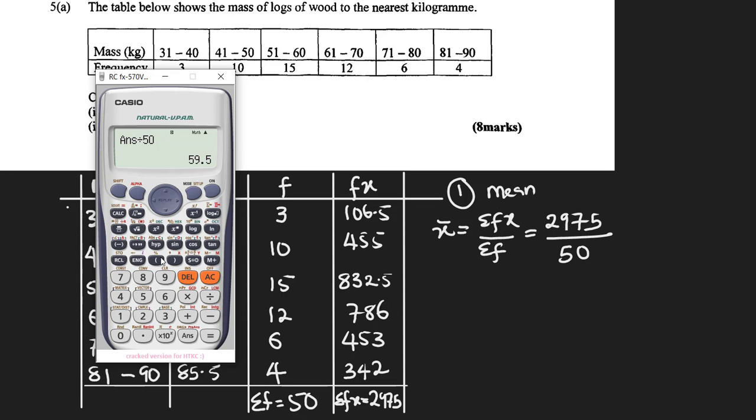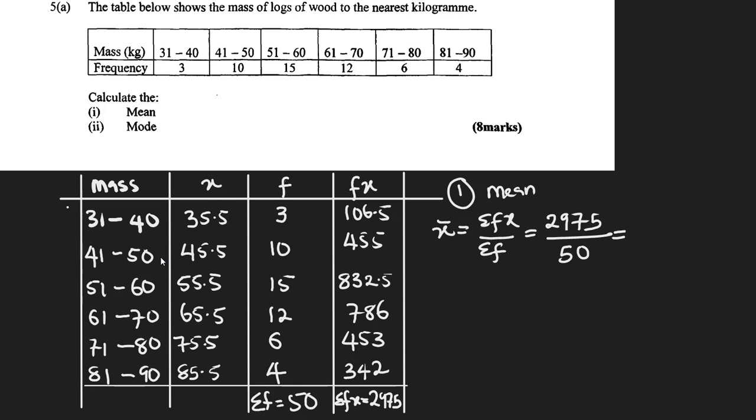Is 59.5. So that's our mean. Then our second one is our mode. And what is mode? Mode is the data that appears most. That's the highest number of appearances, which is, if you check it, 15. 15 has the highest frequency. So that is the modal class.